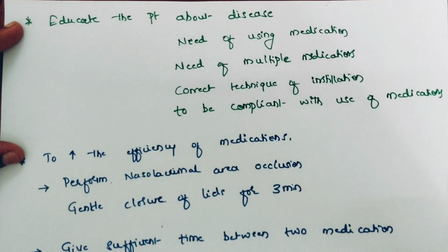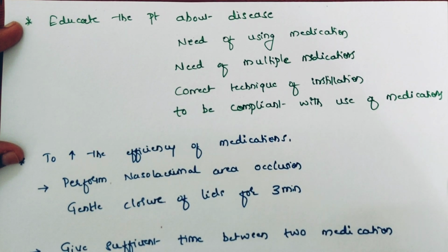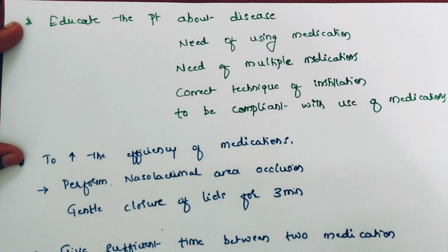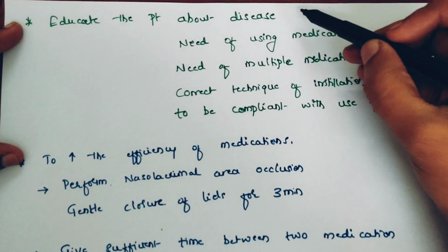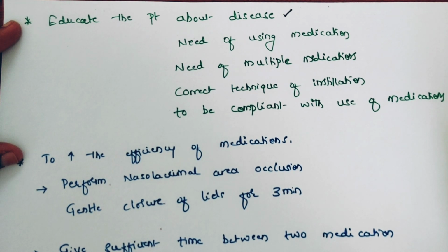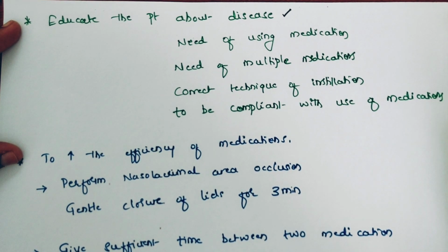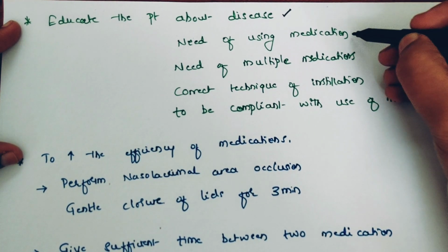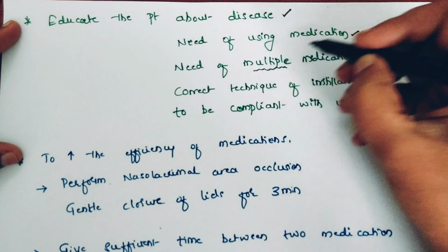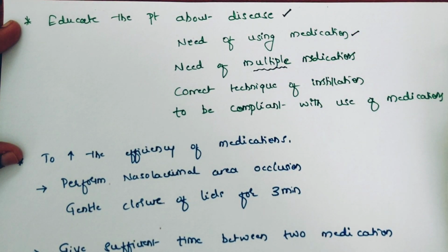And before starting the anti-glaucoma medications for glaucoma patients, the doctor has to consider all these points and discuss with the patient and choose the appropriate drug for the patient. First of all, you should educate the patient regarding the disease. So explain what is the disease, how it progresses, and what will happen if the patient doesn't use the medications. So the need for using the medication, and the patient may need to use multiple medications instead of one drop. Patient may have to use 2 or 3 drops.